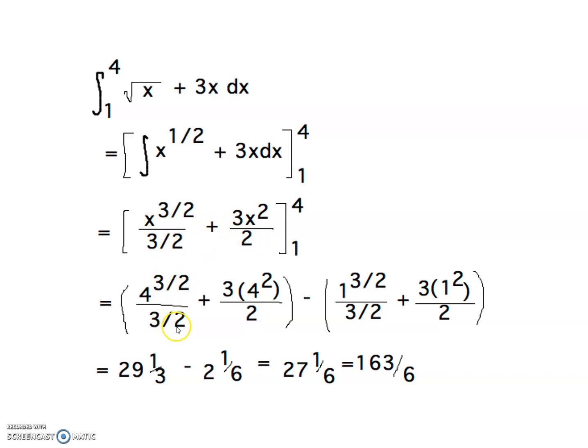4 raised to 3 by 2 upon 3 by 2, plus 3 into 4 square upon 2, minus 1 raised to 3 by 2 upon 3 by 2, plus 3 into 1 square upon 2. We have to now evaluate and simplify. We have the form 29 upon 3 minus 2 upon 6. We have to take the subtraction using the LCM method. 163 upon 6 is the final answer of integration, lower limit 1, upper limit 4, root x plus 3x dx.